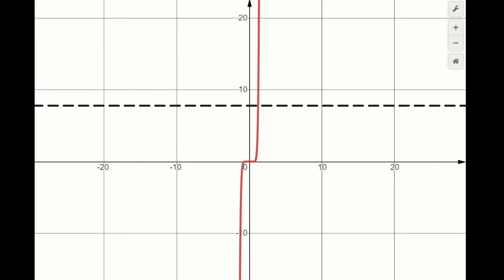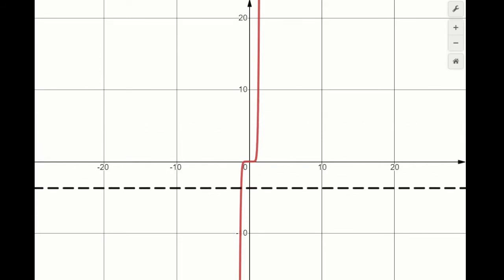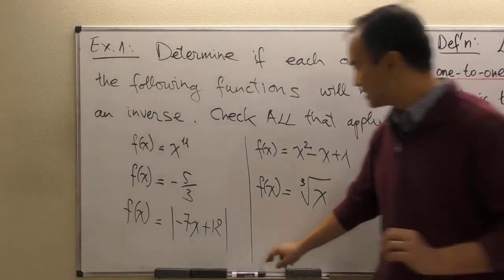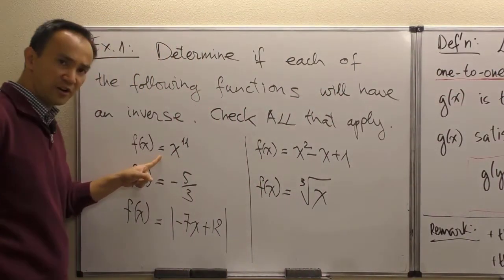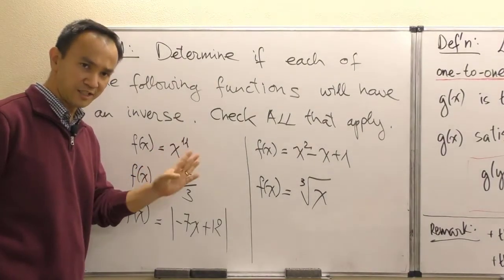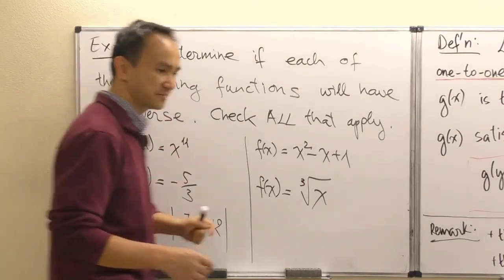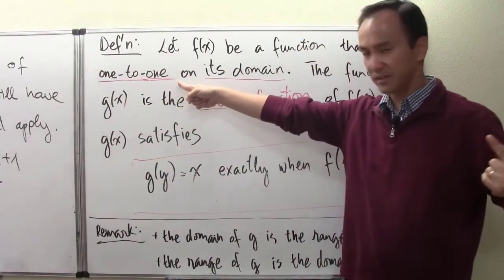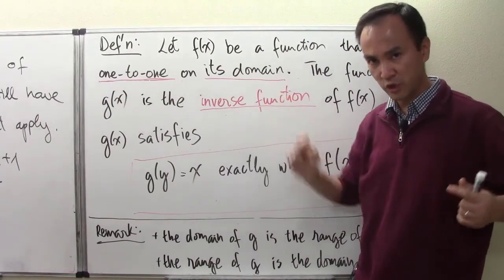All right, so my graph here for f of x equals x to the 11 passes the horizontal line test. And so it means this function here is a 1-to-1 function. Consequently, being a 1-to-1 function, it already met that requirement. It's 1-to-1 on its domain right there.